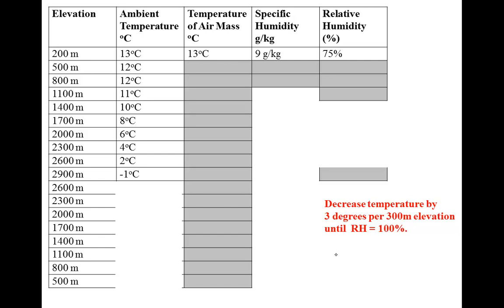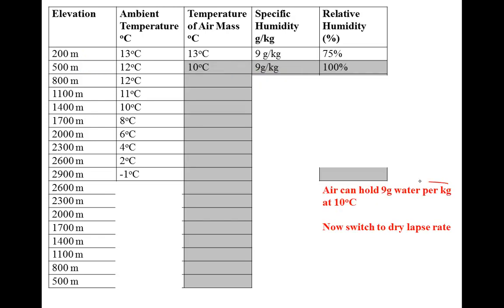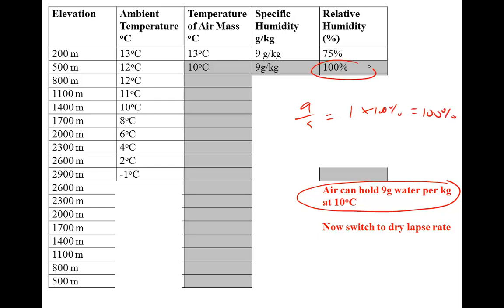Dry adiabatic lapse rate, 1 degree per 100 meters, or 3 degrees per 300 meters. With 75% relative humidity, we cool at the dry lapse rate. An increase of 300 meters in elevation means our air mass is now at 10 degrees Celsius. Specific humidity remains the same until 100% relative humidity is reached. Previously, we saw that air could hold 9 grams of water per kilogram at 10 degrees. 9 divided by 9 is 1, times 100%, 100% relative humidity. Now our air mass is saturated. Now we're going to switch to the wet adiabatic lapse rate.